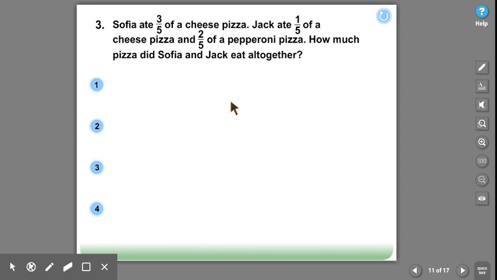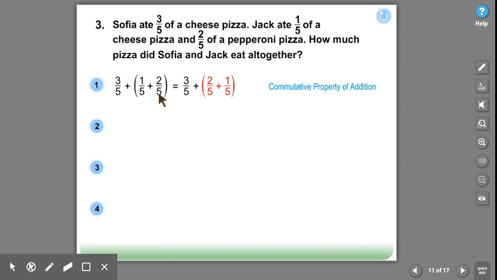Here's example number 3 on page 285. Sophia ate 3/5 of a cheese pizza. Jack ate 1/5 of a cheese pizza and 2/5 of a pepperoni pizza. How much pizza did Sophia and Jack eat all together? Okay, keyword here is all together, and that's going to mean that we're going to be adding. So here we have 3/5 plus 1/5 plus 2/5.